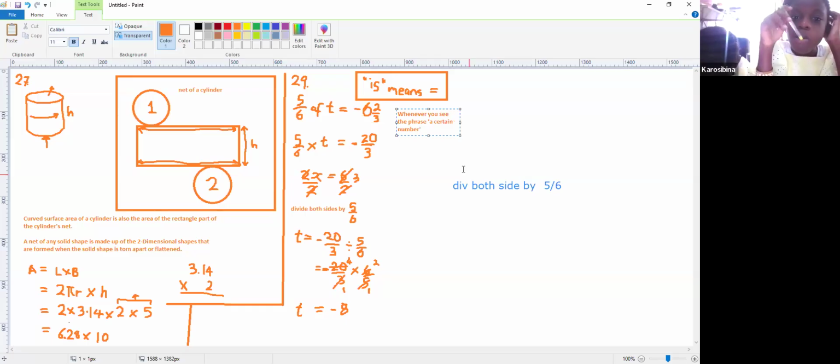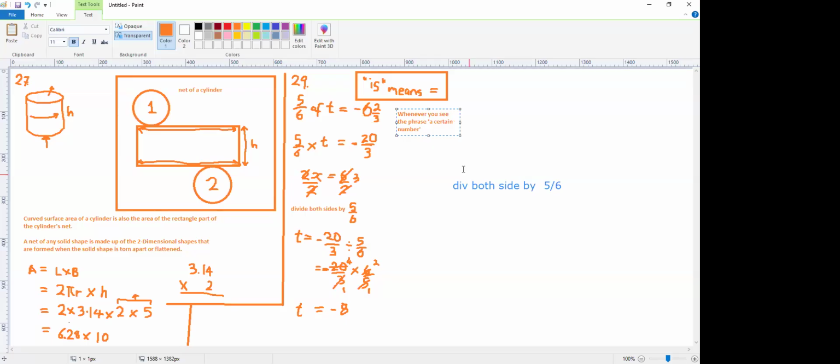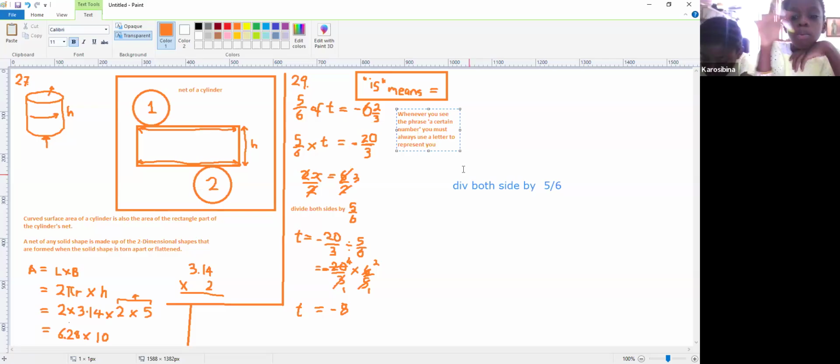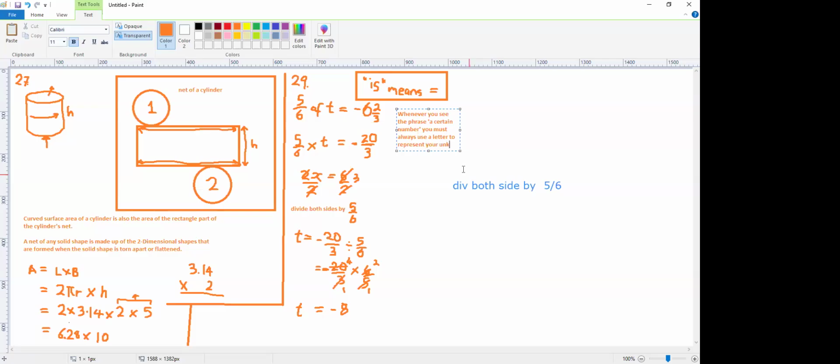Whenever you see the phrase a certain number, you must always use a letter to represent your unknown number.